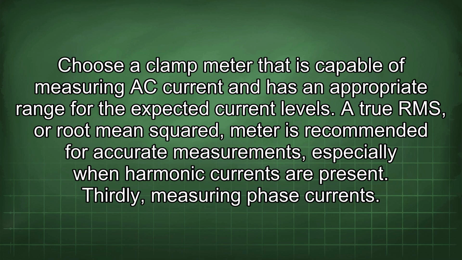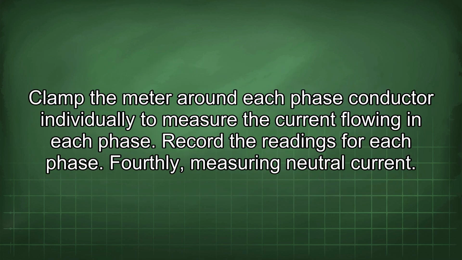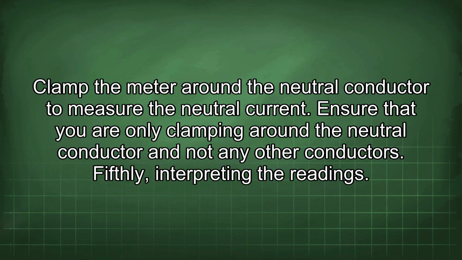Thirdly, measuring phase currents. Clamp the meter around each phase conductor individually to measure the current flowing in each phase. Record the readings for each phase. Fourthly, measuring neutral current. Clamp the meter around the neutral conductor to measure the neutral current. Ensure that you are only clamping around the neutral conductor and not any other conductors.